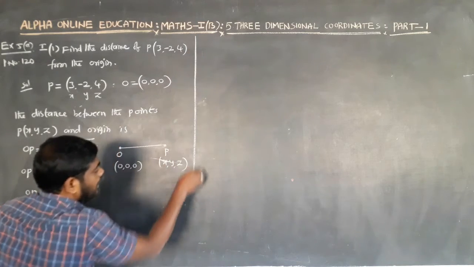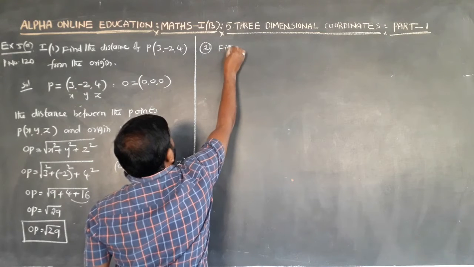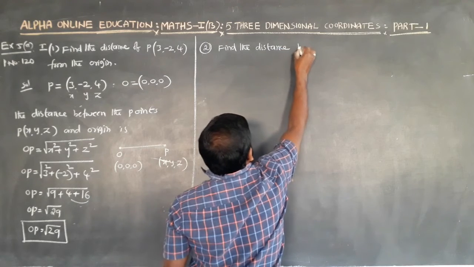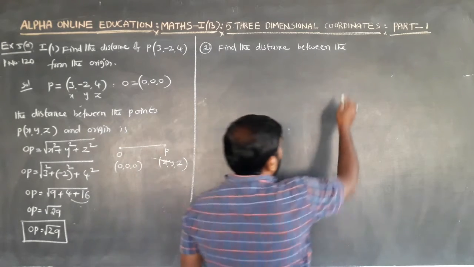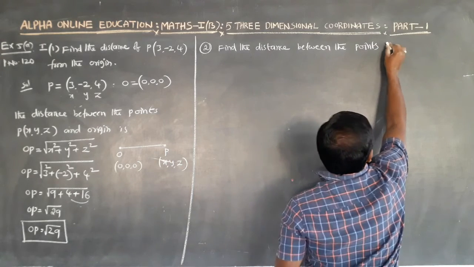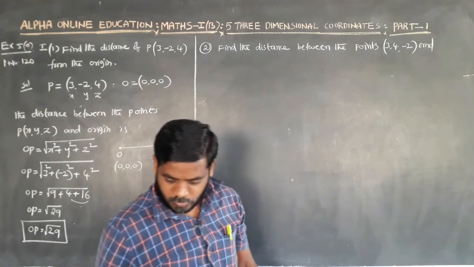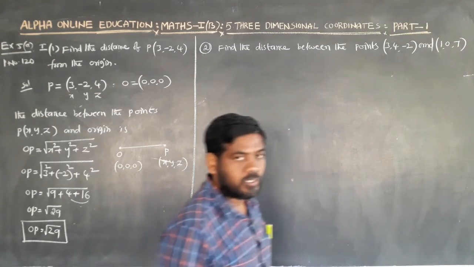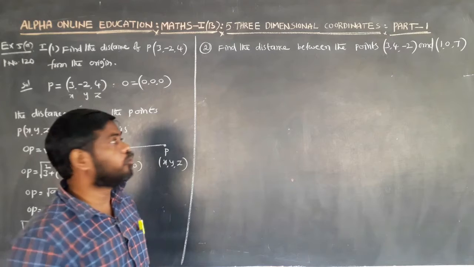Next one, second problem: Find the distance between the points 3, 4, minus 2 and 1, 0, 7. Find the distance between the 2 points.